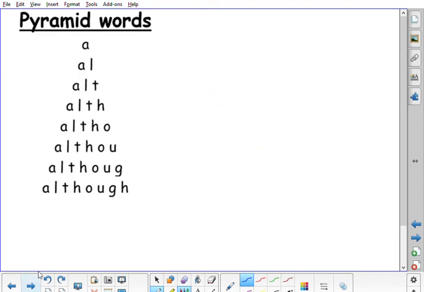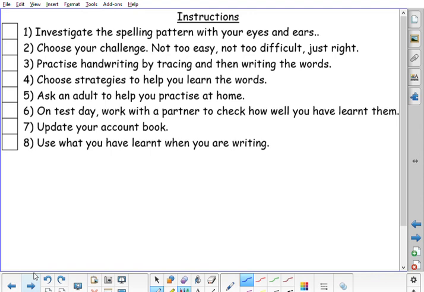Moving on. Here's another trick called pyramid words. And with pyramid words, you start with the whole word at the bottom, and then you write the word above it, each time removing one letter, which helps you to think about one letter at a time. Okay, so there's some strategies.